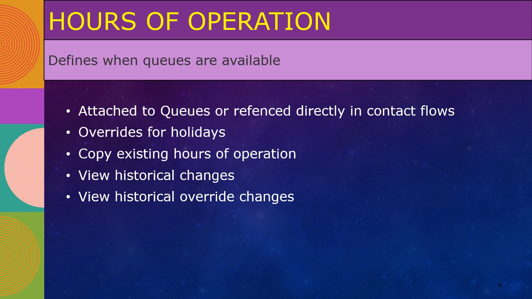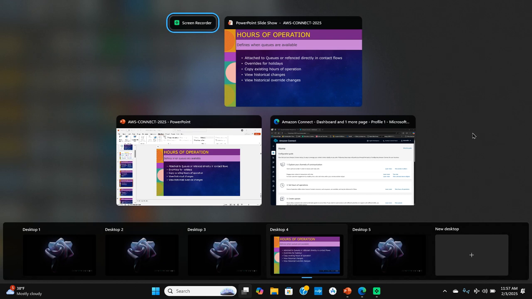You attach hours of operation to queues or reference them directly in contact flows. We'll show you that you can define overrides for holidays. You can copy existing hours of operation and create a new set. You can view historical changes and historical override changes. So this is relatively simple. Let's go to the console and take a look.